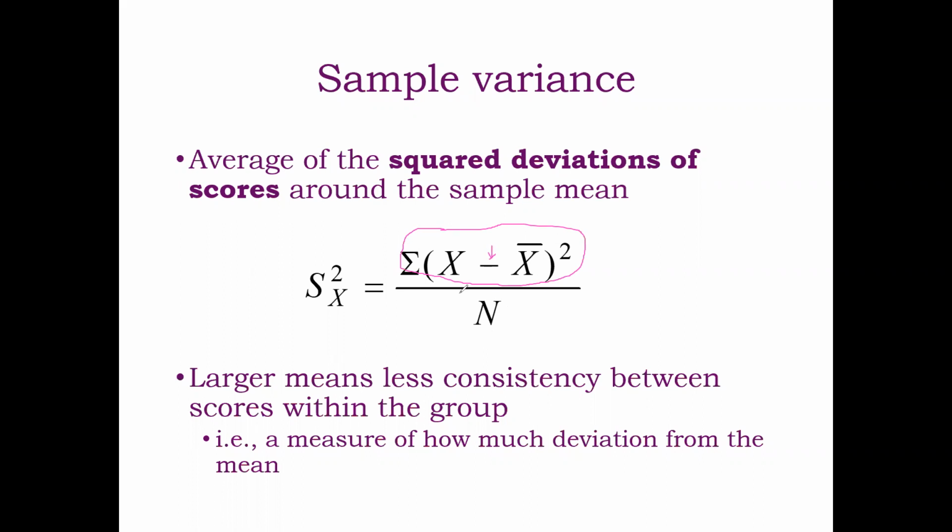This is the variance, okay? This part right here we'll be calling the sum of squares, the sum of the squared deviations. And we're going to use this throughout the course. So make sure you understand this as soon as possible. So larger variance means less consistency between scores, right? It means greater spread, because it's how much deviation from the mean on average. So larger means greater spread.